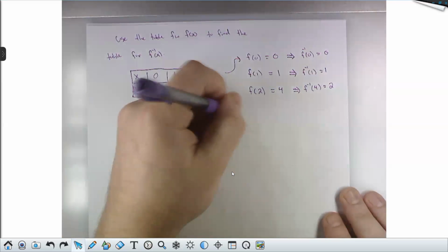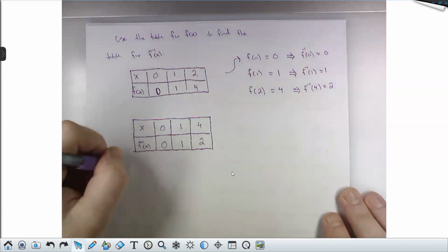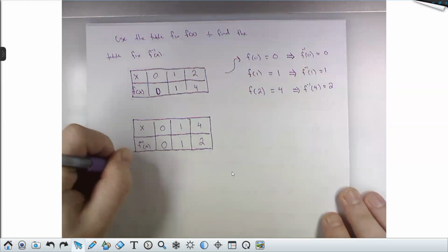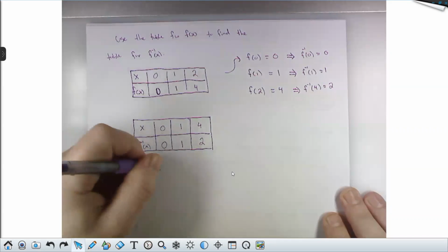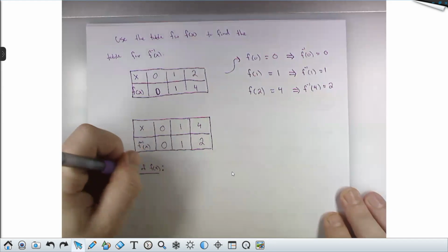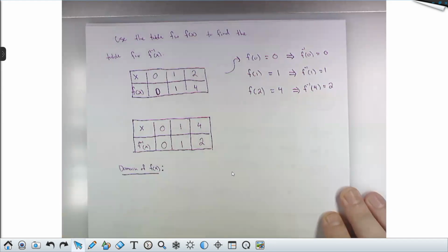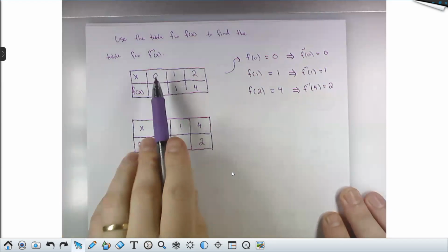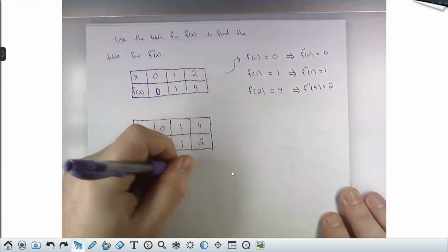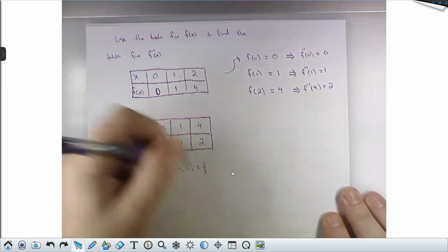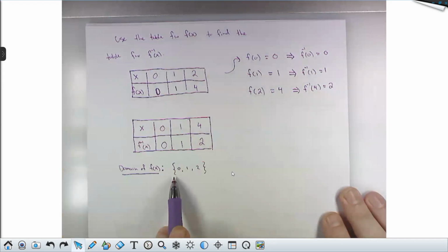The last things we wanted to do are state the domain and range for each. So the domain of the original is the set of all the inputs for the original. It's just 0, 1, and 2. And remember how we write a set. It's curly braces, and there are just these three things in there. There are no intervals, so you don't need interval notation. There's only three things: 0, 1, and 2.